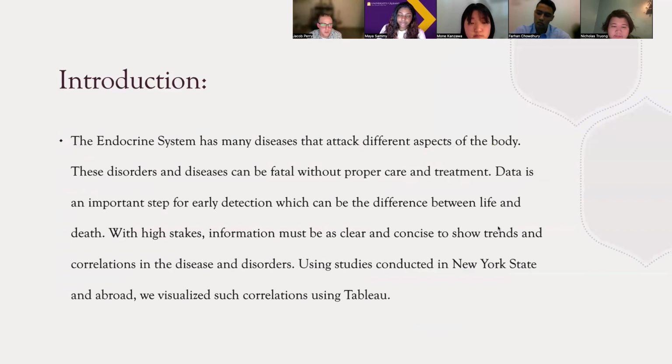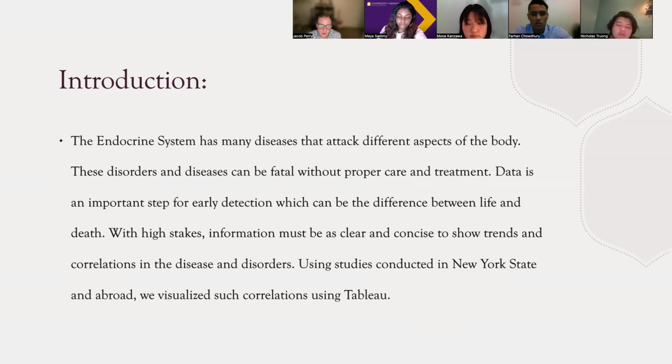As an introduction, just a little bit of background on endocrine system diseases specifically. The endocrine system is a part of the human anatomy, and the diseases and disorders associated with it can affect the body in a lot of different ways, in different parts. While many of these diseases are lived with by medical patients, many of them unfortunately can have fatal outcomes.